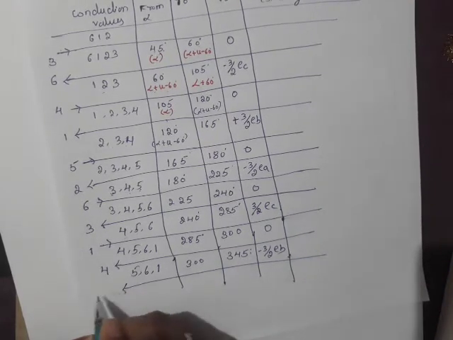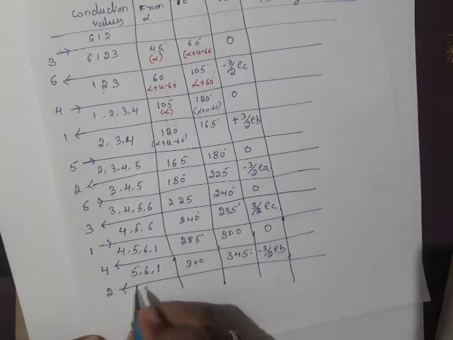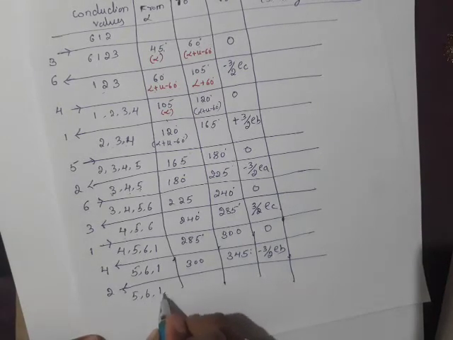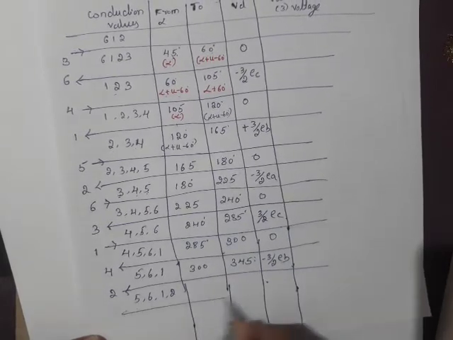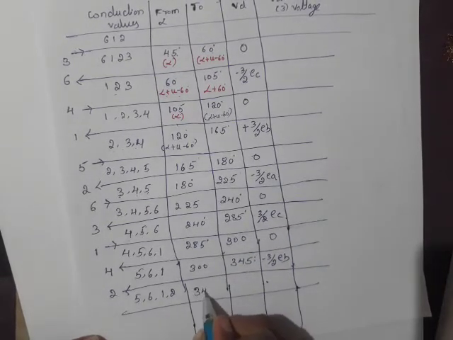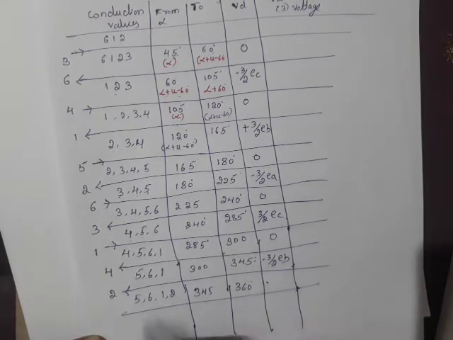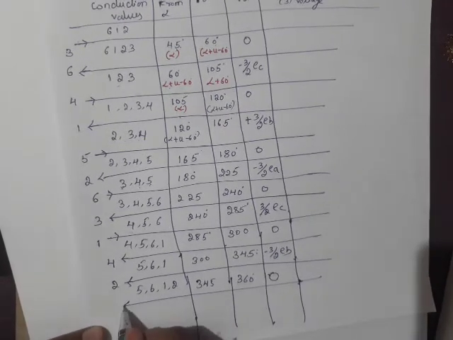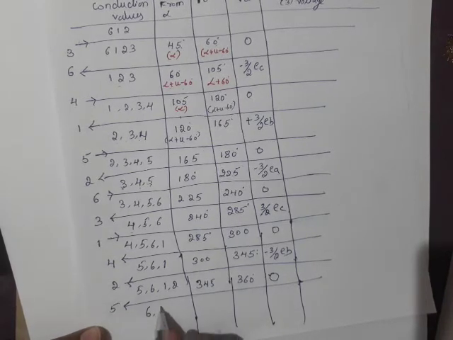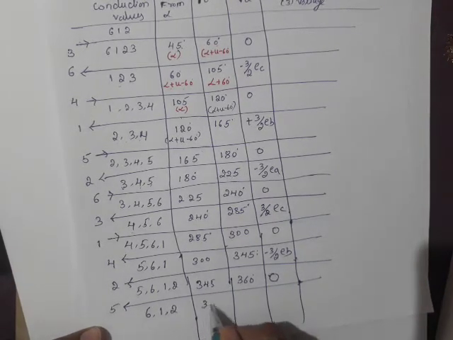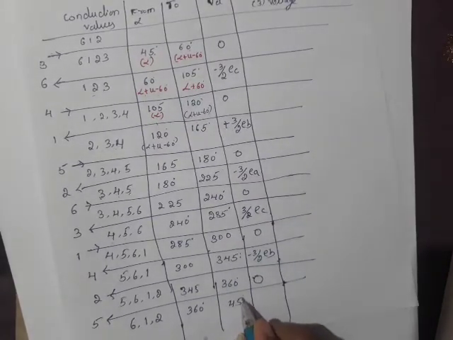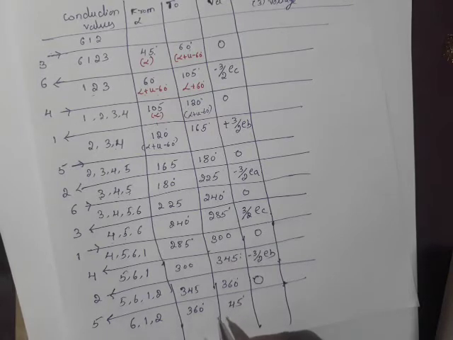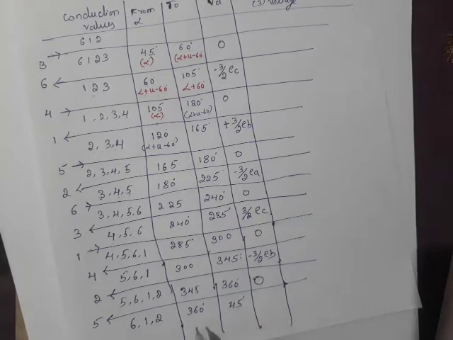Then valve number, which one? Valve number 2 comes into conduction. 5, 6, 1, 2, 4 valves, 345 to 360. So what is the output voltage? 0. Then valve number 5 goes out of conduction. 6, 1, 2. So this is from 360 plus 45 degree. I have to write 45 itself, not 405. Why? Because after 360 we have to subtract it from 360.